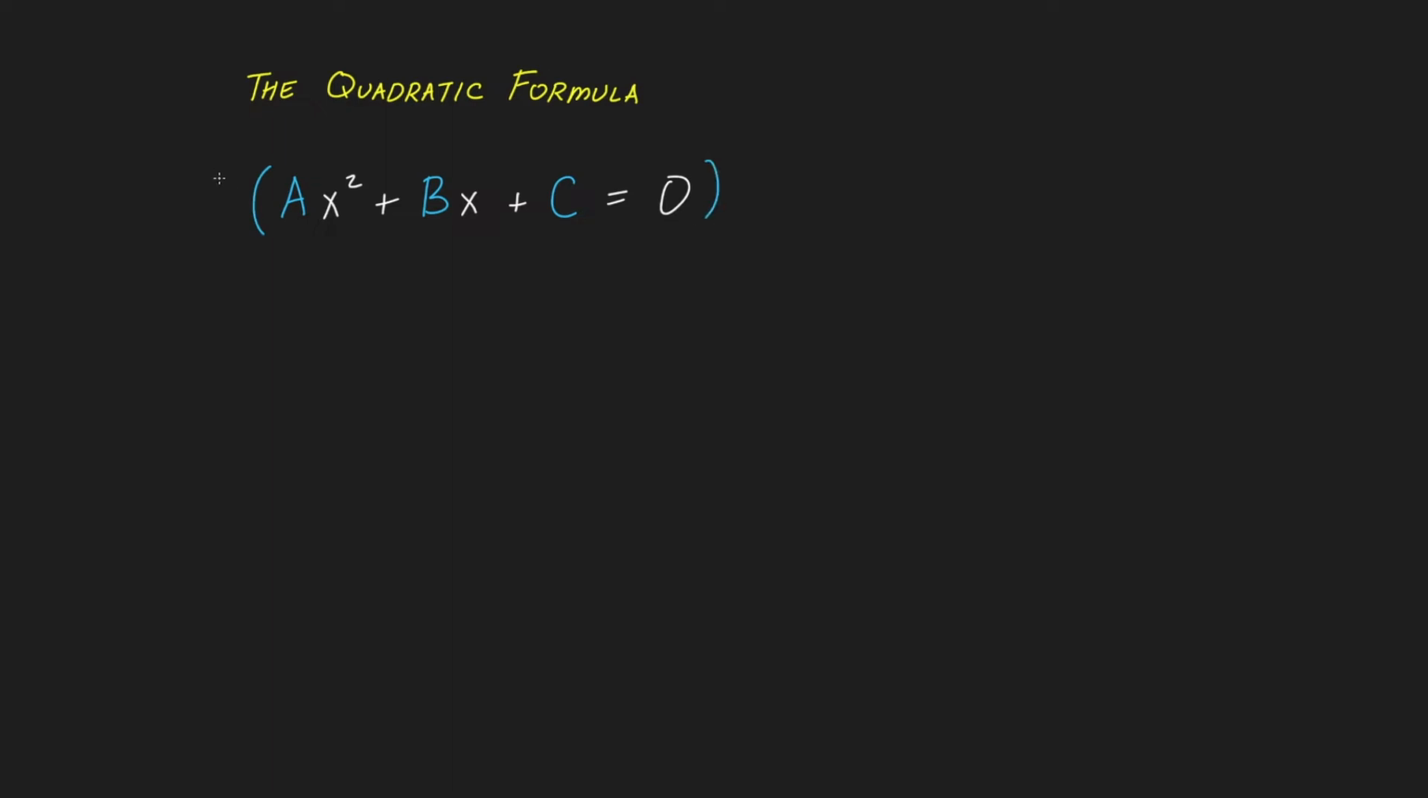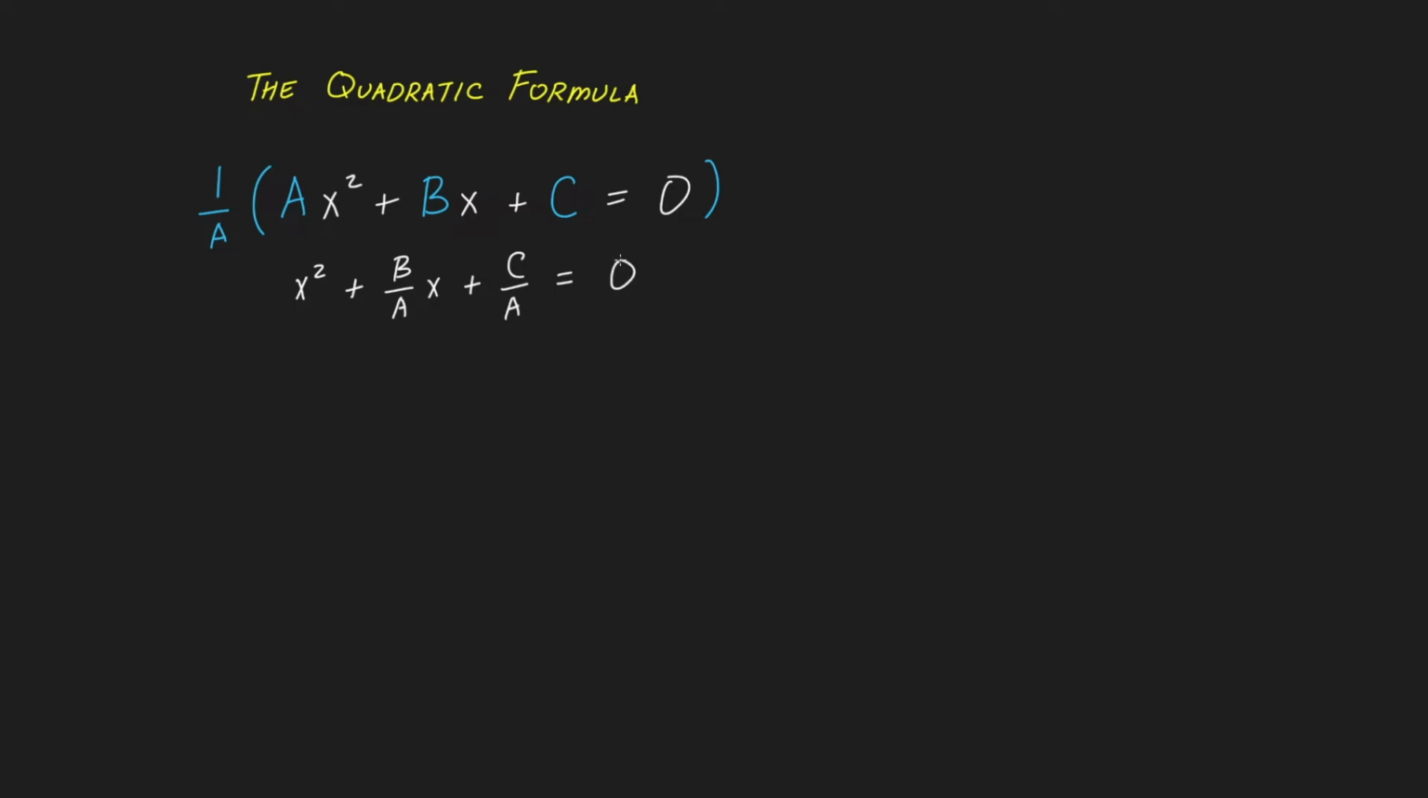Well, we can divide by a, the coefficient of x squared. What are we going to get? We're going to get x squared all by itself. And here we're going to get b over a multiplied by x. And here we're going to get c over a. And that is equal to 0.